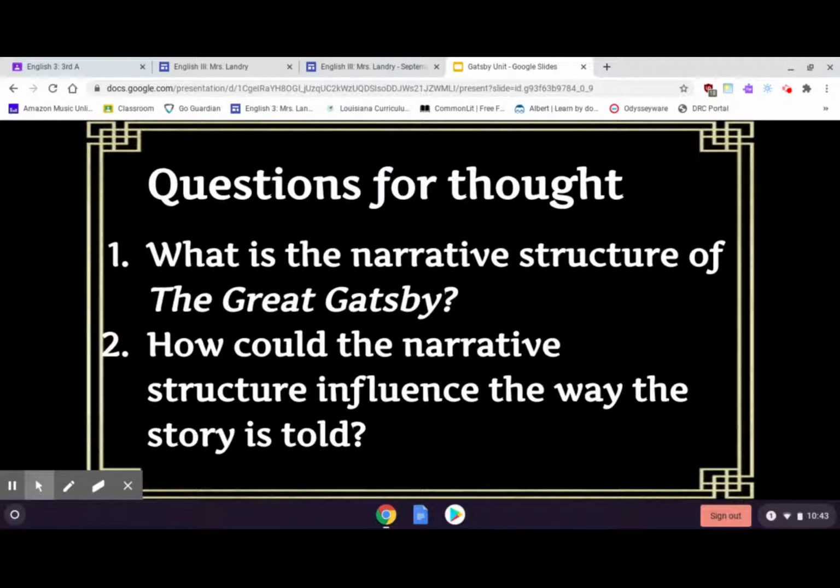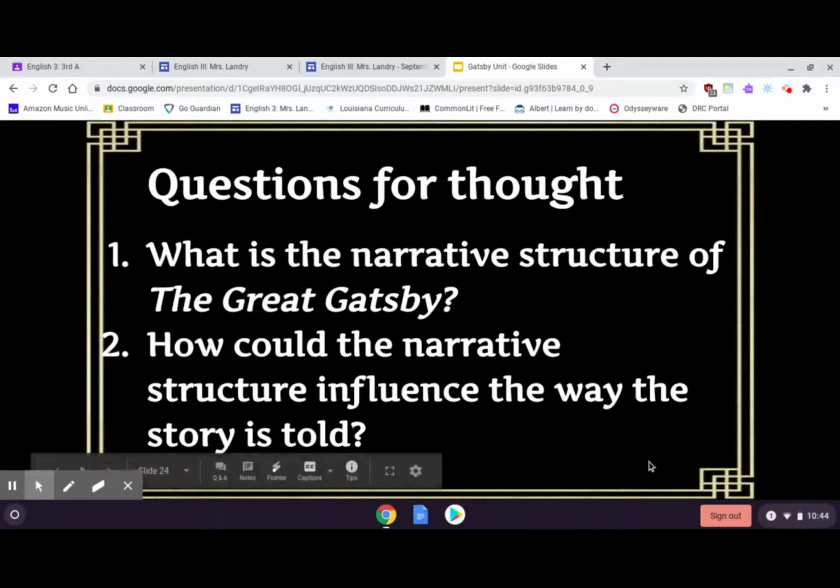What is the narrative structure of The Great Gatsby? Remember, we are getting a first-person point of view from Nick Carraway. He is the narrator. He is the one telling us this story. And that means we have a first-person narrative. All that means is we don't know anything except what the narrator knows. So everything has been filtered through their thoughts and opinions. So we have to remember, because of that, we might not be getting accurate information. Everything we get is going to be from Nick's perspective. It's how he perceives what is going on.